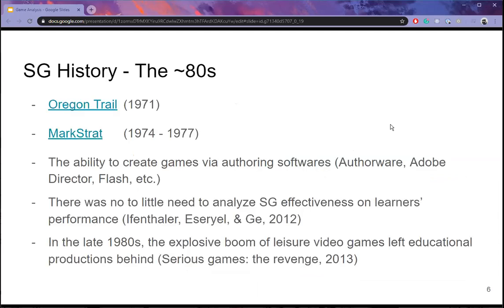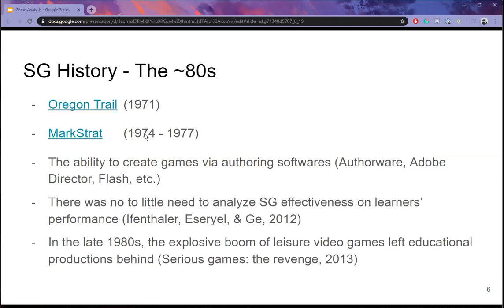Now we're going to the history of serious game up to the 90s. The first serious game is probably Oregon Trail. In this game, the player assumed the role of a wagon leader, guiding a party of settlers from Independence, Missouri to Oregon's Willamette Valley via a covered wagon in 1848. I'm not going to talk about this deeper because I think we talked about it in a previous lecture already.